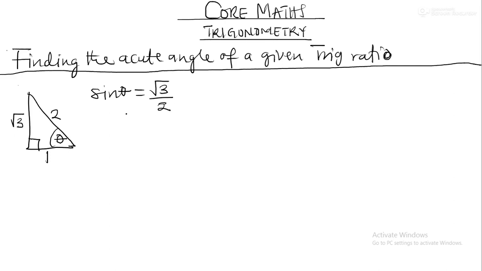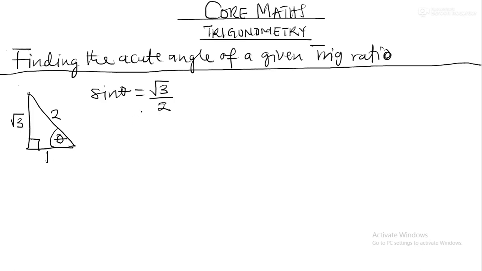Now, we said that the ratios are in relation to a reference angle. Because we don't know the angle, we are using theta to represent it. But this time around, we want to know the angle. So we want to know the angle whose sine will give us the ratio root 3 over 2. How then do we get that angle?